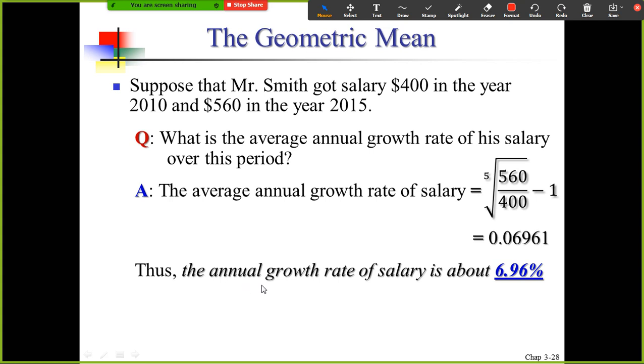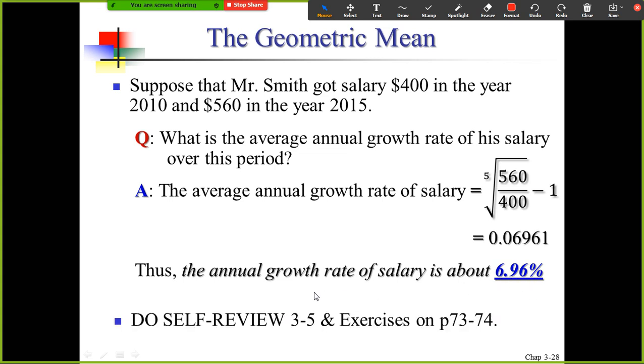Thus, the annual growth rate, or average annual growth rate, of Smith's salary is about 6.96%, because we have some number around here, so we just round it up, round it down. That's why it is about 6.96% or about 7%.